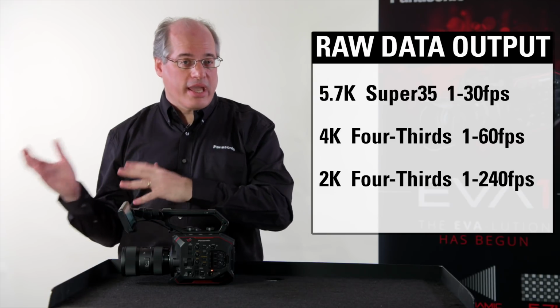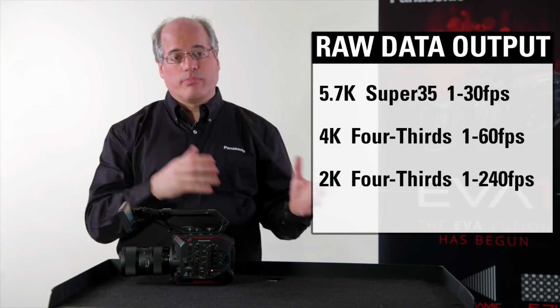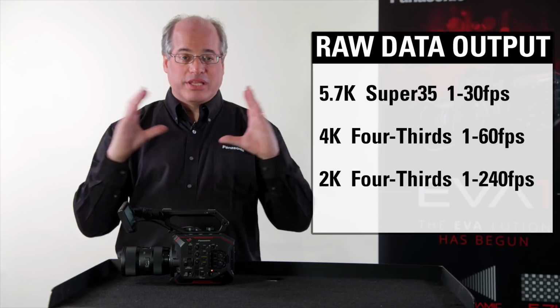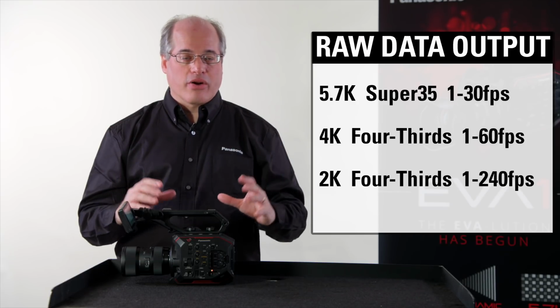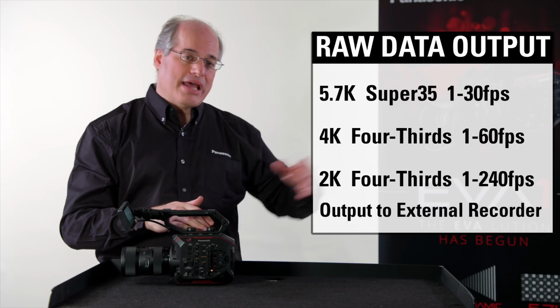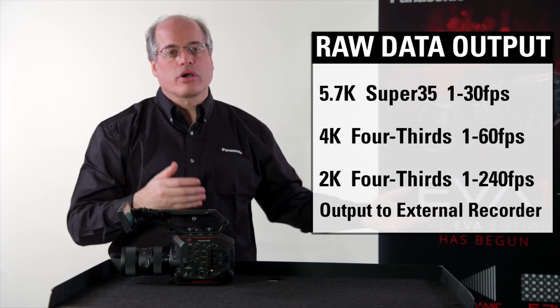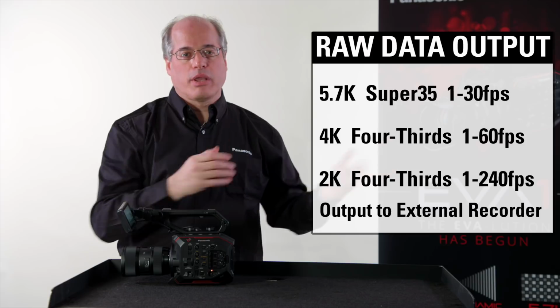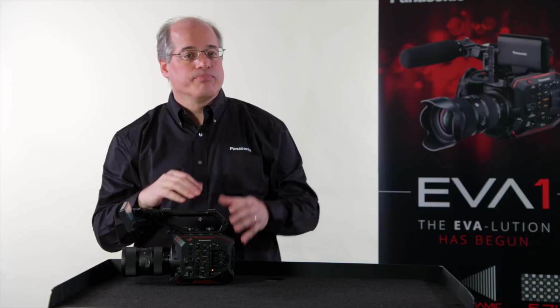And then the 2K HD, that's derived from the 4K. So that's going to be the same 4/3 image area, but it'll be able to get up to 240 frames per second. That's raw data that outputs to one of our partner companies that will then have a recorder to be able to process and capture that material.